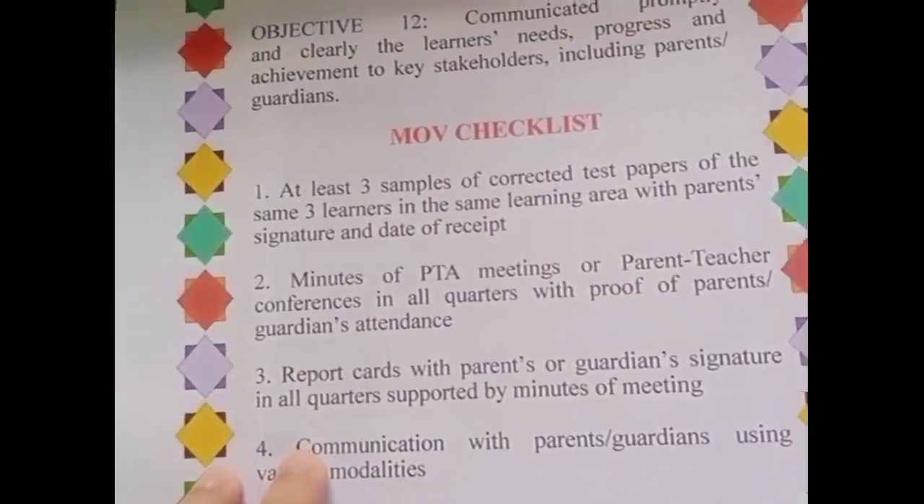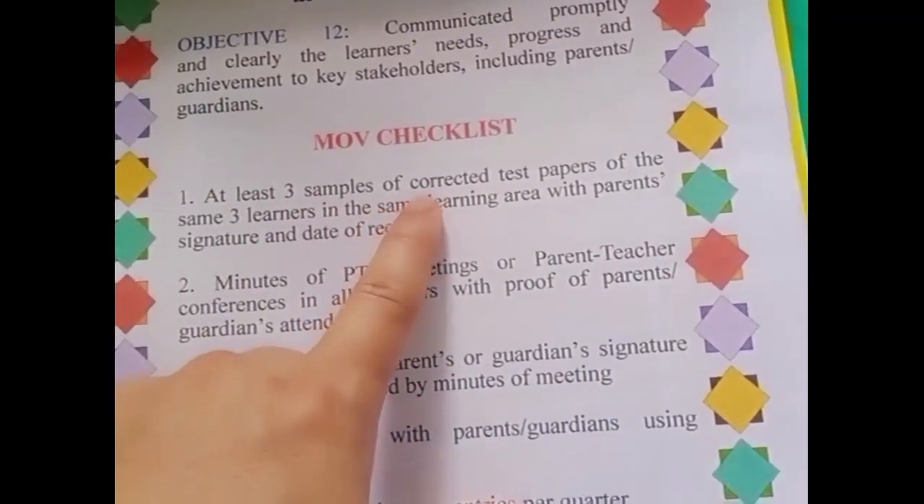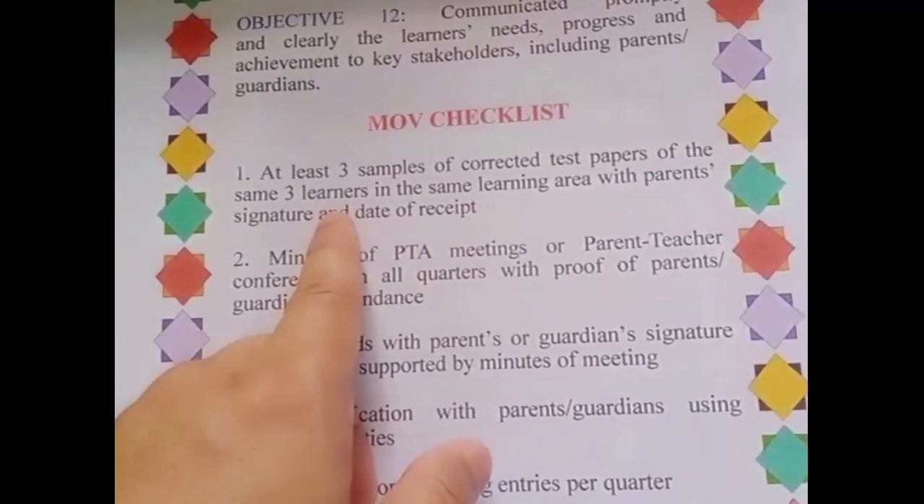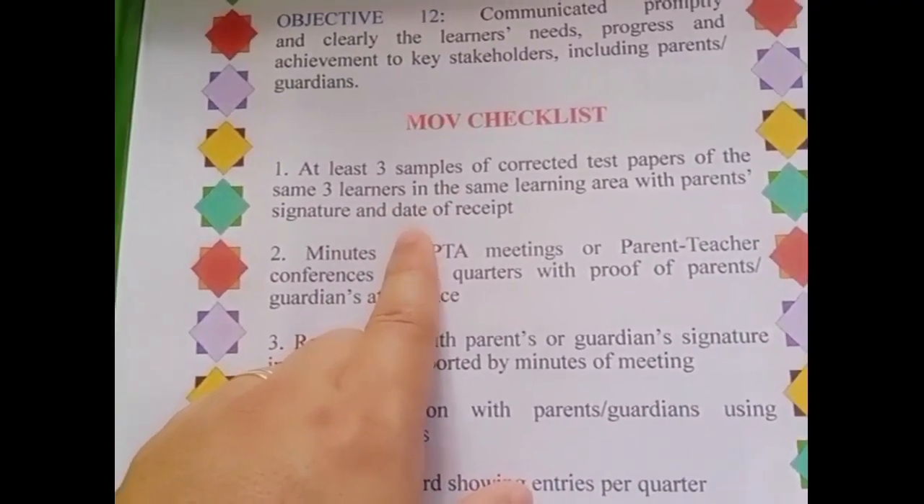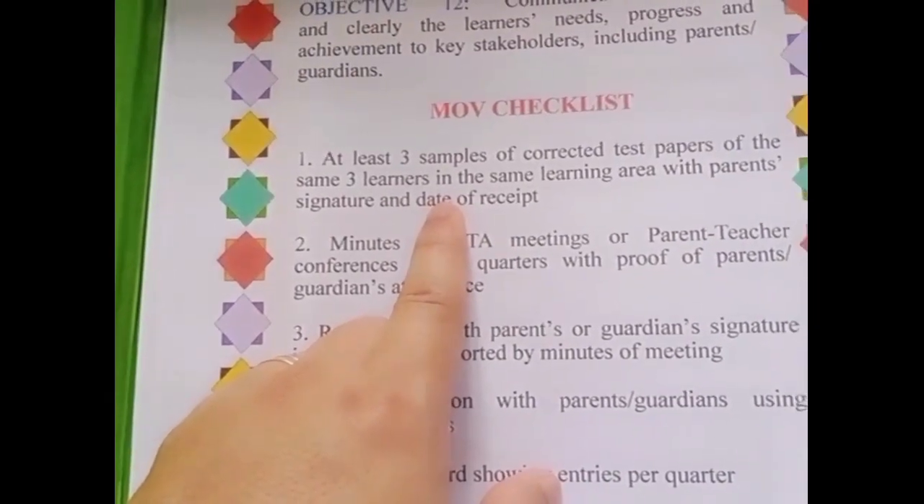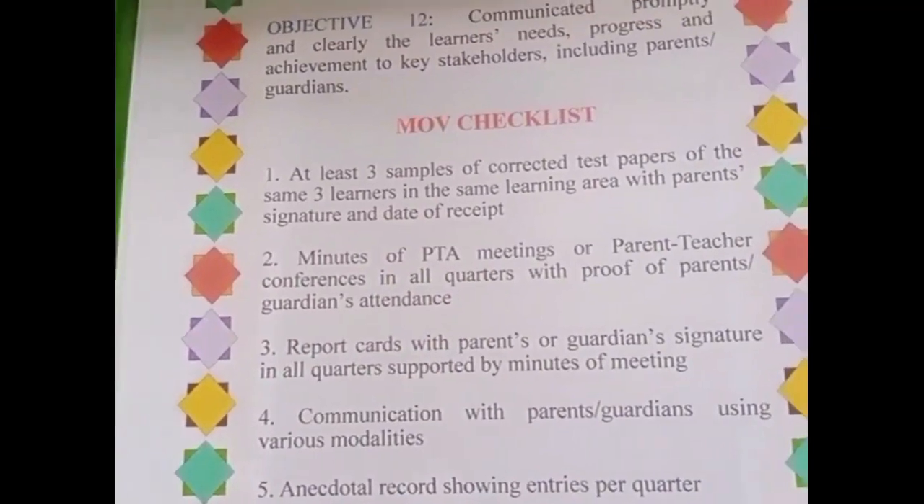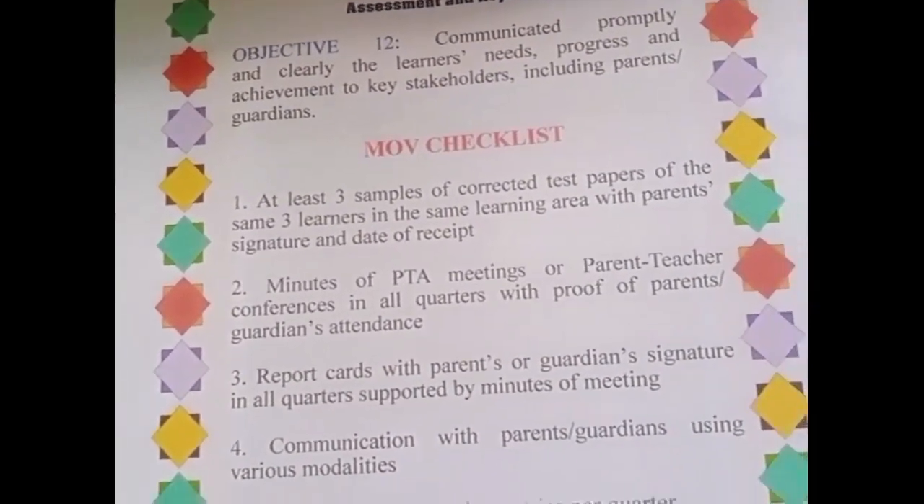So ano mga MOBs para sa objective number 12? So sabi ito, at least 3 samples of corrected test papers of the same 3 learners in the same learning area with parents' signature and date of receipt. So ayan, so 3 samples of corrected test papers. So 3 lang ang hinihingi, so tig-isa lang bawat bata. So hindi naman ganun kadami hinihingi.